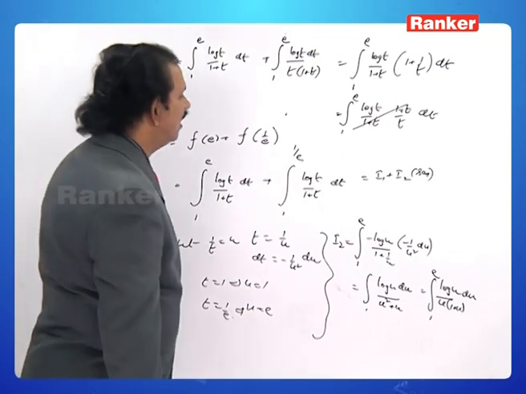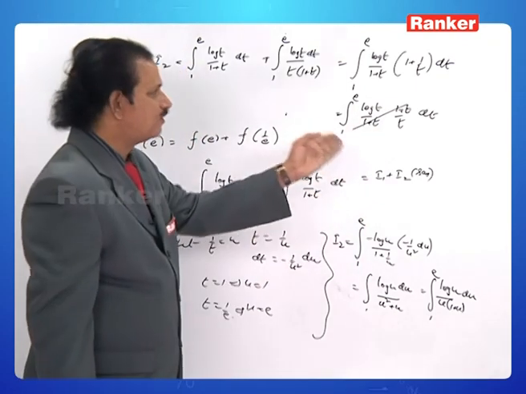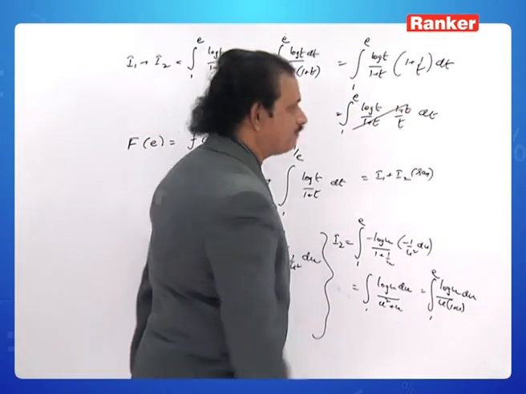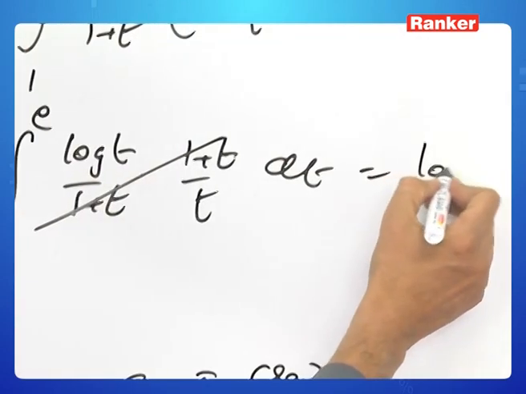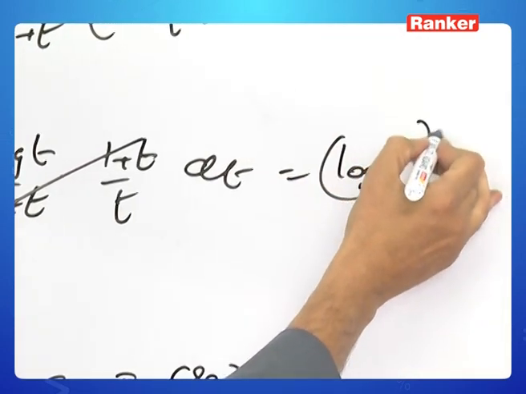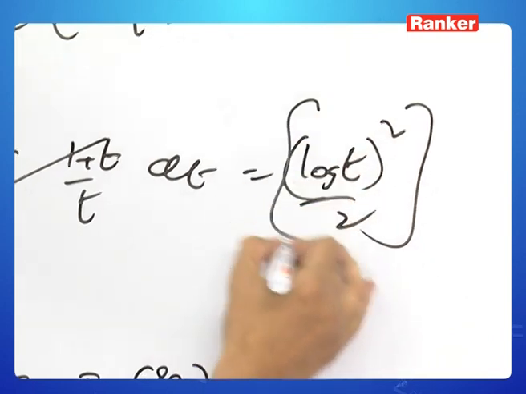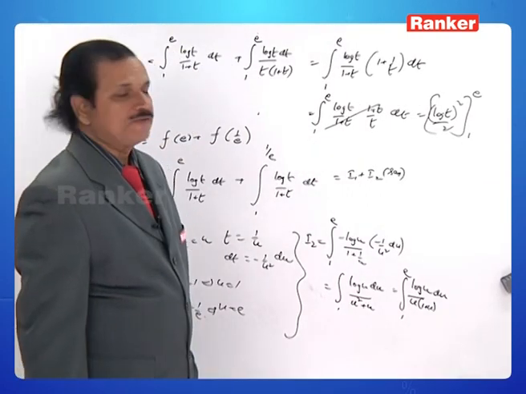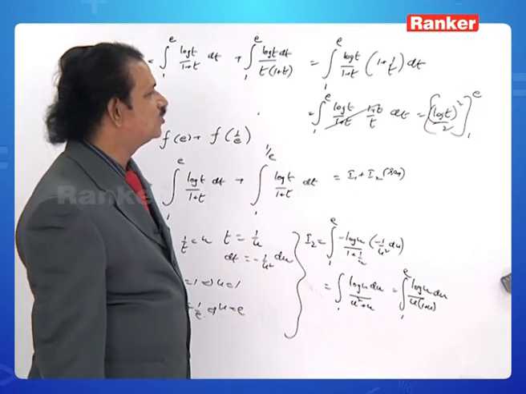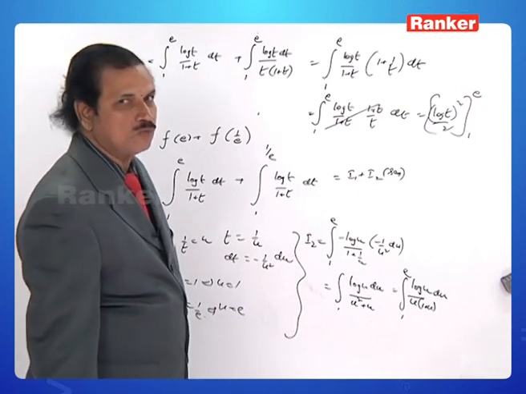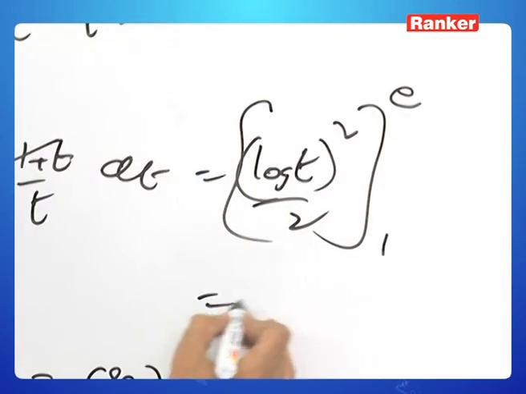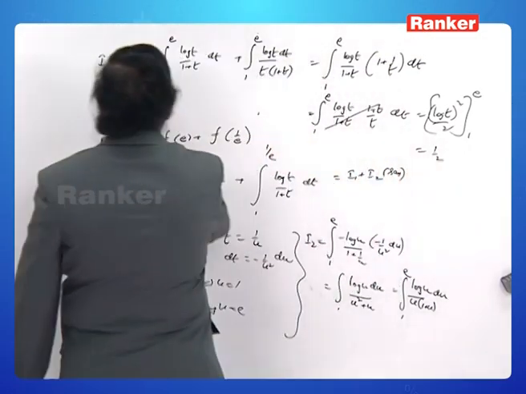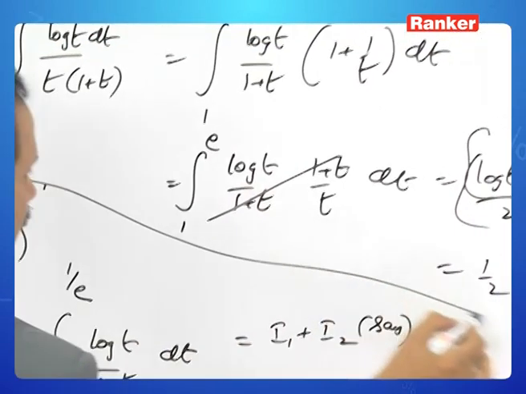At last, log t by t, log t into 1 by t dt. That is f of x into f dash x dx, which is f of x whole square by 2, that is log t whole square by 2 between the limits 1 to e. If you put e there, log e is 1, 1 square is 1, so 1 by 2. If you put 1, log 1 is 0. So the answer is half.